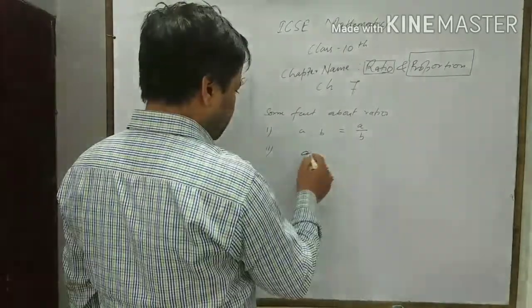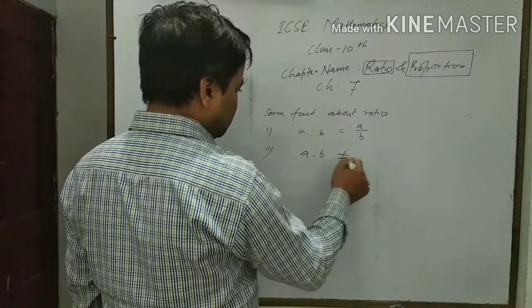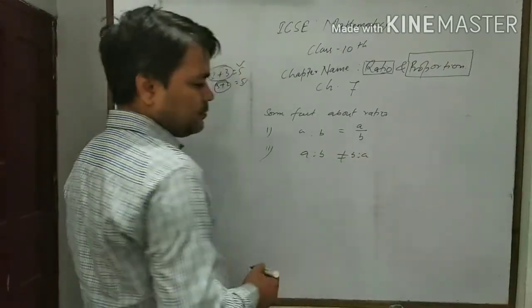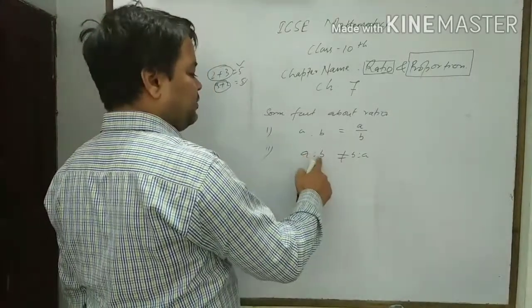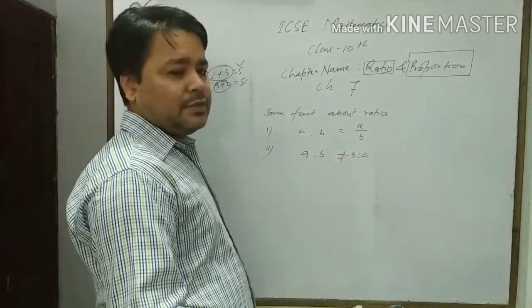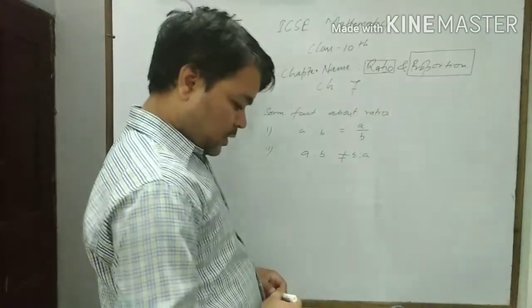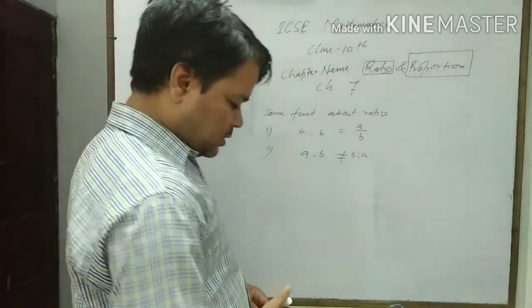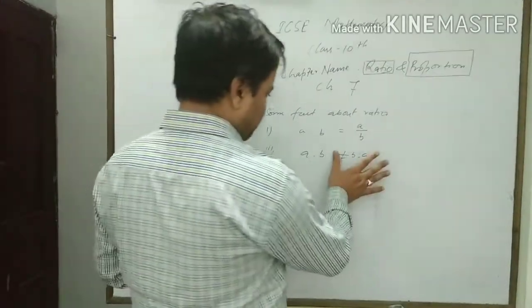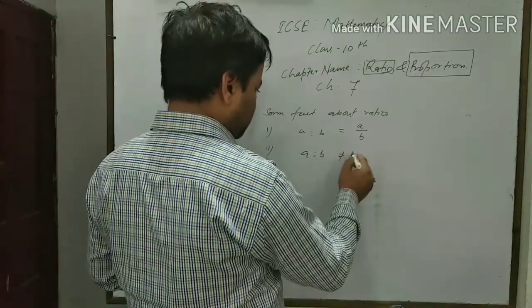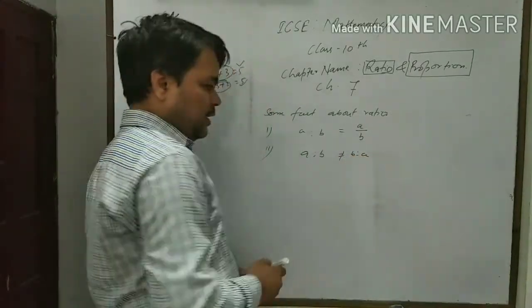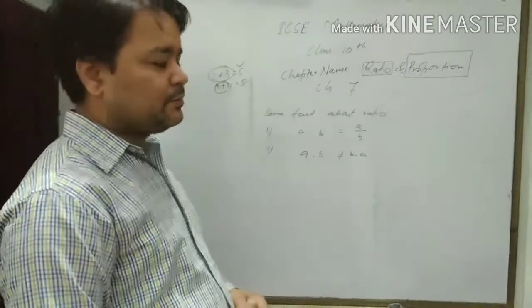But here A is to B is not equal to B is to A. Therefore, the order of A and B is very important. So we can say that the order of the term in a ratio is important. Why? Because A is to B is not equal to B is to A.